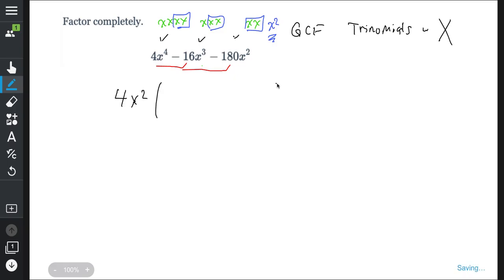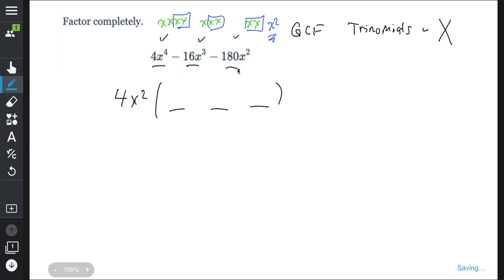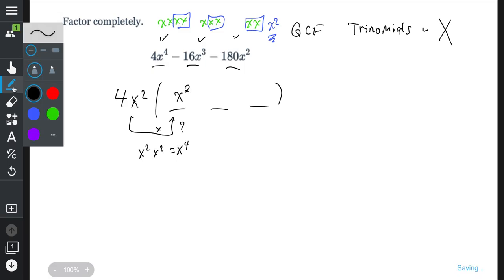Now I make some parentheses, and I know I'm going to have inside a trinomial, because the original expression was a trinomial, 1, 2, 3. Question, 4x squared times what equals 4x to the 4th power? Well, we already have a 4, so all we need are 2 more x's, because x squared times x squared equals x to the 4th power. And the 4 was already there.